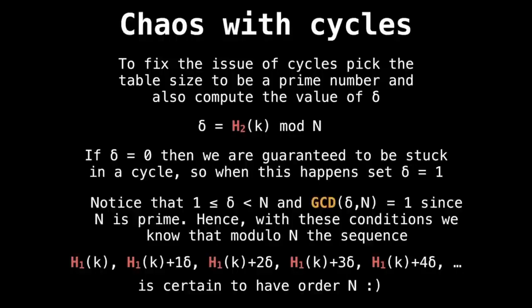Alright, here's a justification why this works. Notice that delta is always going to be between 1 inclusive and n non-inclusive. So the greatest common divisor of delta and n is going to be 1, since n is a prime number. Therefore, with these conditions, we know that the probing sequence is guaranteed to have order n, so we're going to be able to hit every single slot in our hash table. Given that there's at least one free slot, which there will be because we're keeping our load factor below a certain threshold, we're going to be able to reach that slot.